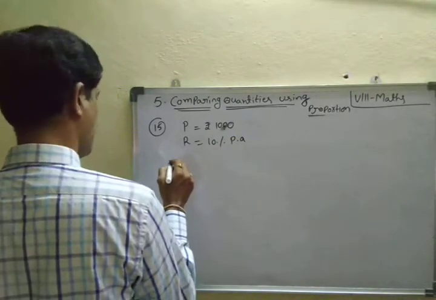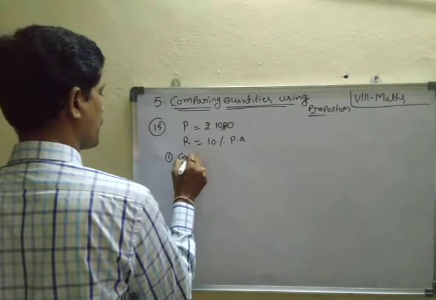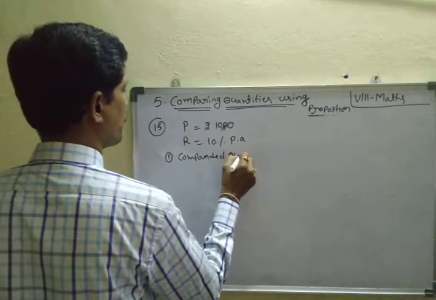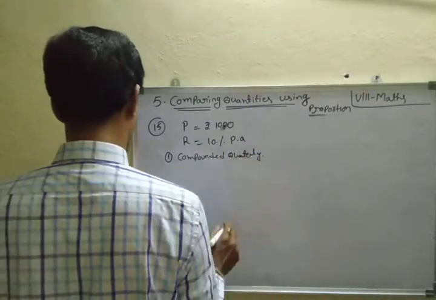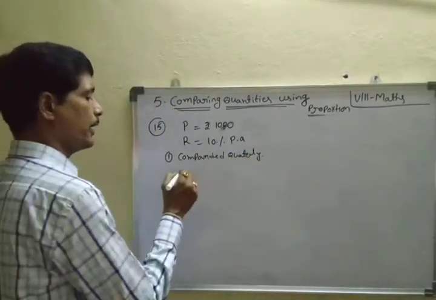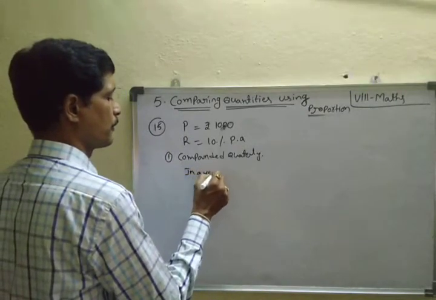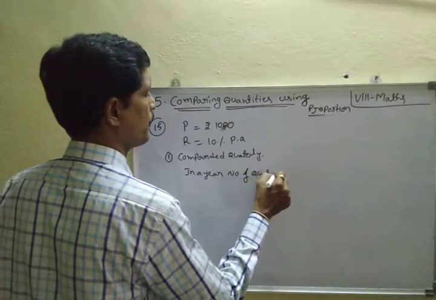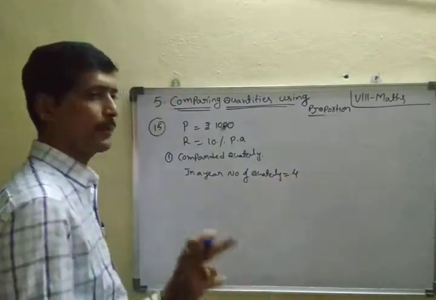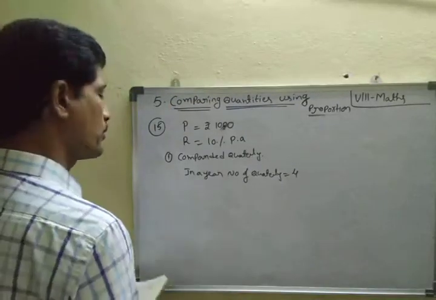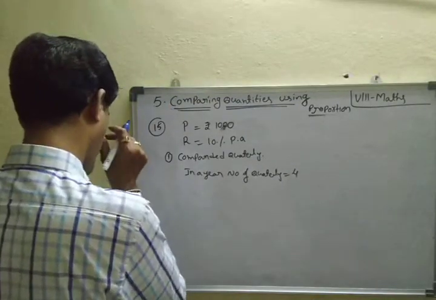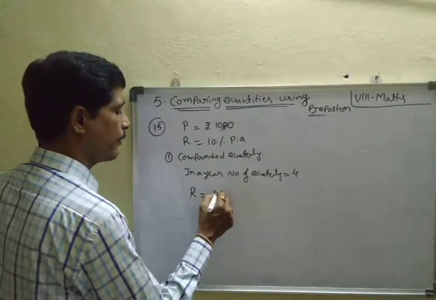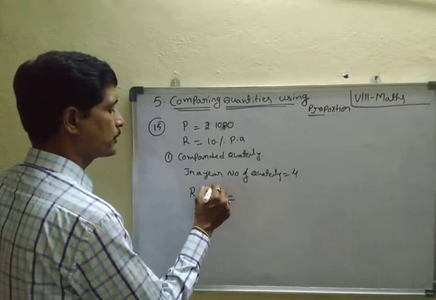Next, you are asking compounded quarterly. Therefore, in a year, how many quarters? In a year, the number of quarters equals 4 quarters. Every 3 months equals 1 quarter, therefore 12 months in total. Therefore, the rate of interest, since per annum is given, equals 10 by 4, that equals 5 by 2.